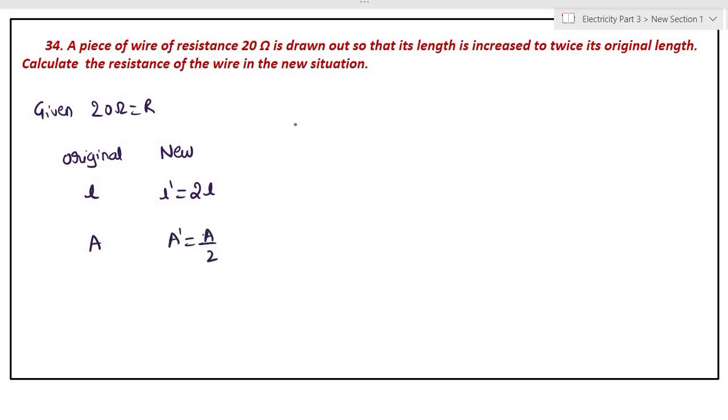See, this is the length of the conductor, L. If we stretch it, what happens? L dash is equal to 2 times L. Volume remains the same; volume is constant. Therefore, the area reduces to half. By looking into this, what can I write?